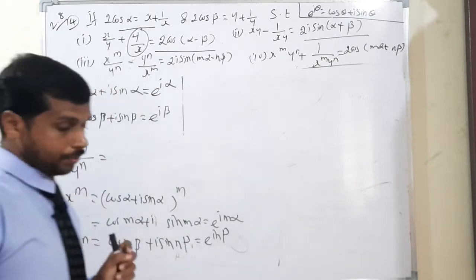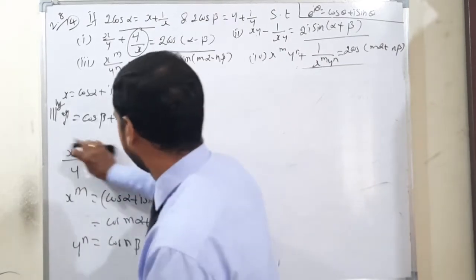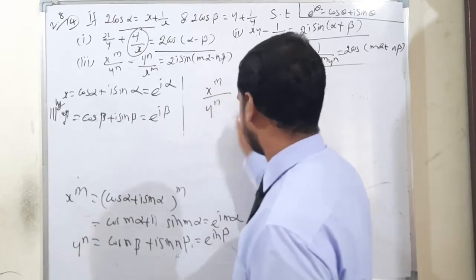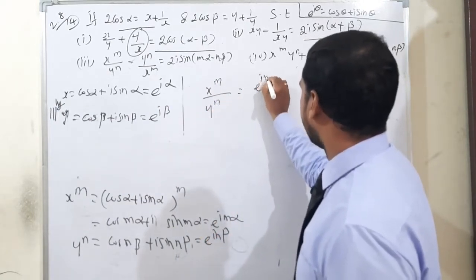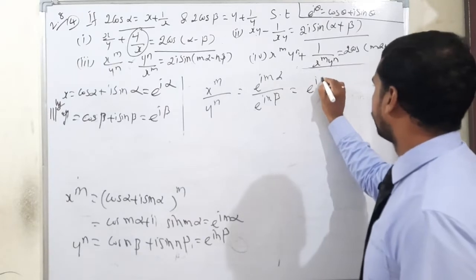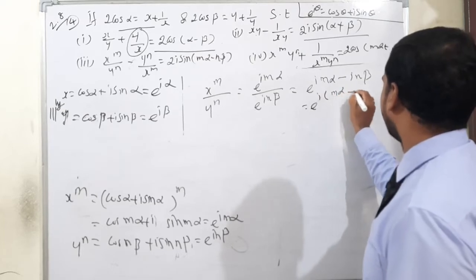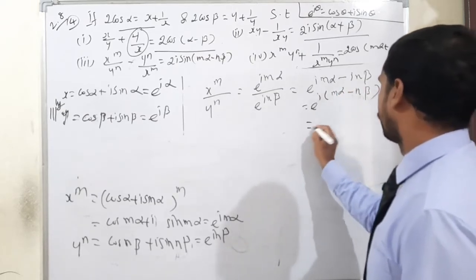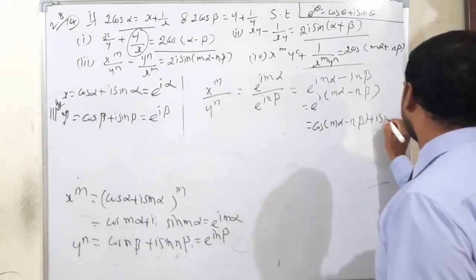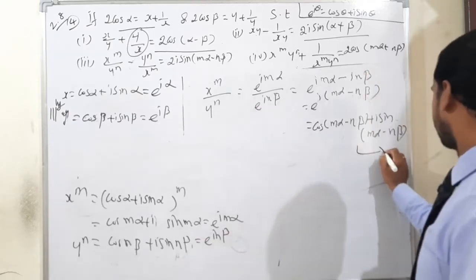Now we can apply the third subdivision: x^m divided by y^n is equal to e^(i m alpha) divided by e^(i n beta). Division means e^(i(m alpha - n beta)). Taking i common outside, we can write it as cos(m alpha - n beta) + i sin(m alpha - n beta). This is considered as equation number 1.